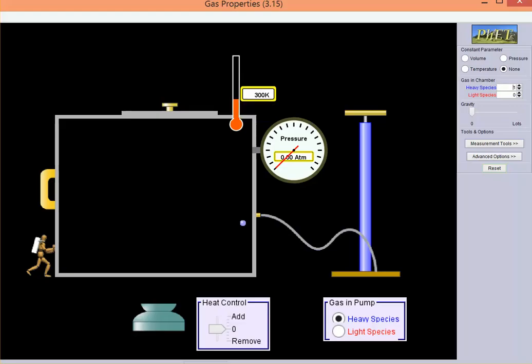Let's start with just one particle in there and watch how it bounces around. It's going to keep the same speed the whole time. The collisions with the container wall are elastic. Okay. So they're not changing with time. Let's see what happens when we put more in.